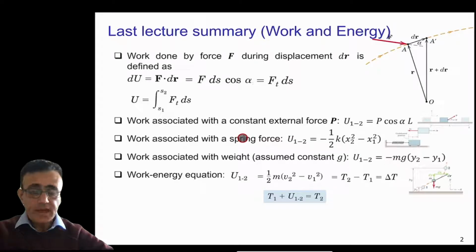And finally, we derive this very important equation, which is what we call the work energy equation. So the work energy equation is U12 equal to half m v2 square minus half m v1 square, which is the final kinetic energy minus the initial kinetic energy of the body, and which is equal to delta T, the change in kinetic energy. And then we can write this equation in this form here, that the initial kinetic energy of a body plus the work done of all external forces is equal to the final kinetic energy of the body.